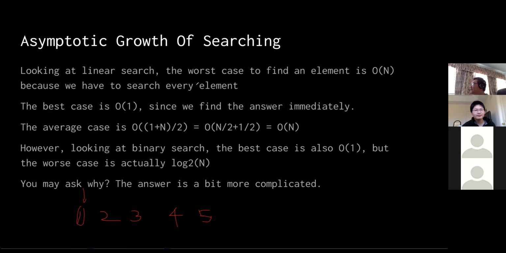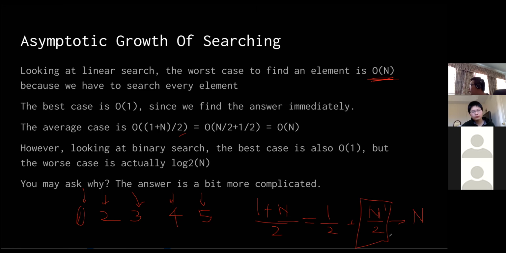Great. And then the worst case would be O(n) because I'd have to check every element. And how do I find the average case? Well, the average case is the best case plus the worst case divided by 2. And 1 plus n over 2, if you simplify, is 1/2 plus n over 2, which is, again, just n, because we take the highest term, which is n to the 1. We delete the coefficient, and it just becomes n. So that's the asymptotic time: O(n).